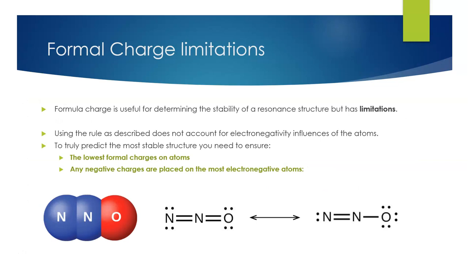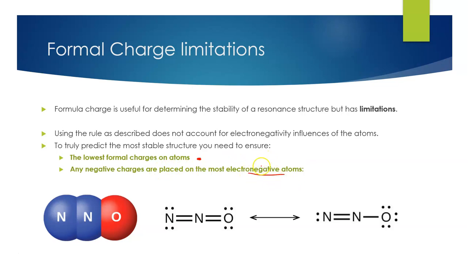There are limitations to formal charge. It's useful in determining the stability of a resonance structure, but it does have limitations. Using the rule does not account for electronegativity influences on the atoms, remembering that more electronegative elements are able to stabilize a negative charge a lot easier, or charge changes more easily. So if we want to predict the most stable structure, we need to consider first the lowest formal charge on all atoms, so we're going to try and make it 0. Any negative charges are placed on the most electronegative atoms.